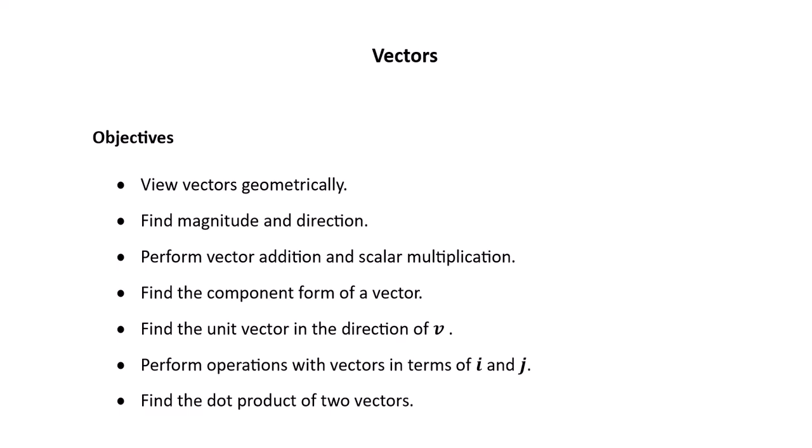Find the unit vector in the direction of vector v. Perform operations with vectors in terms of vector i and vector j. And find the dot product of two vectors.